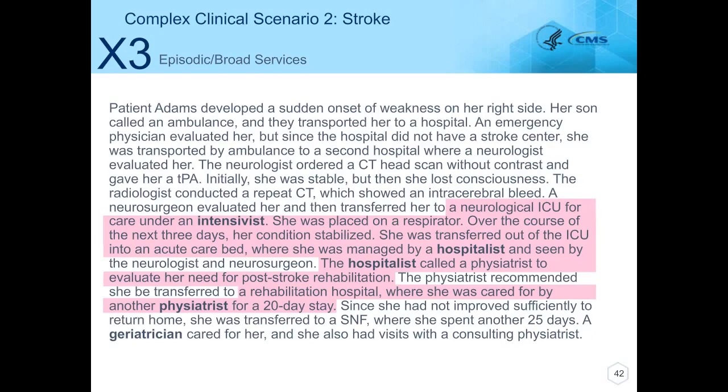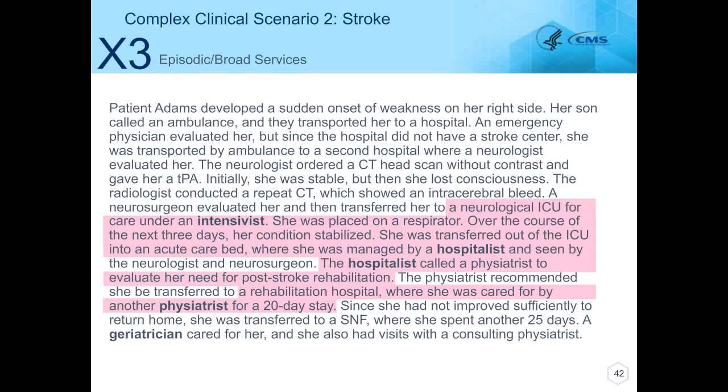So the first few types of patient relationship categories that we see are the X3 episodic broad services, and we've highlighted it here. So the intensivist that's taking care of the patient in the neurological ICU is involved in episodic broad services with the patient, managing her care on the respirator as well as any other conditions that may occur over her course of stay. The hospitalist, who's also managing once the patient's transferred out of the ICU, is managing broadly the patient's overall care, again in an episodic nature since this is an admission.